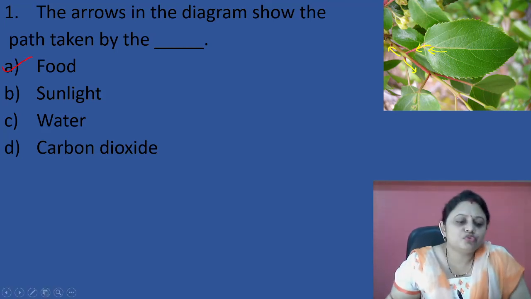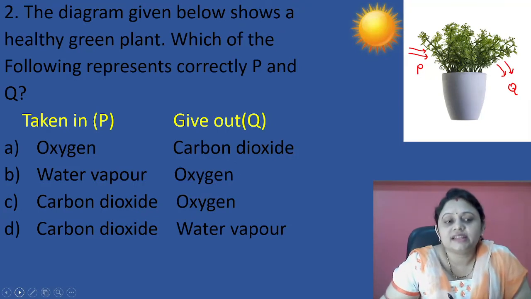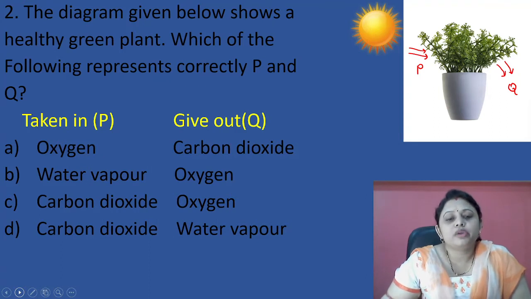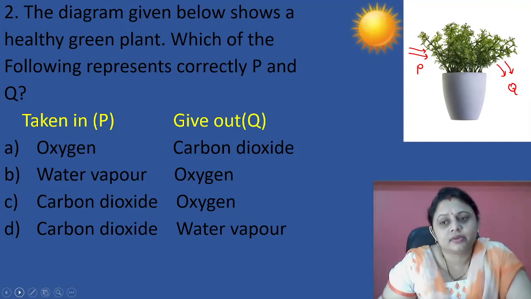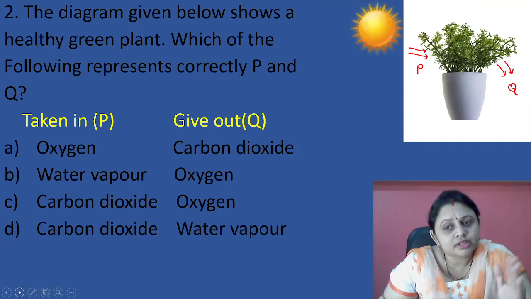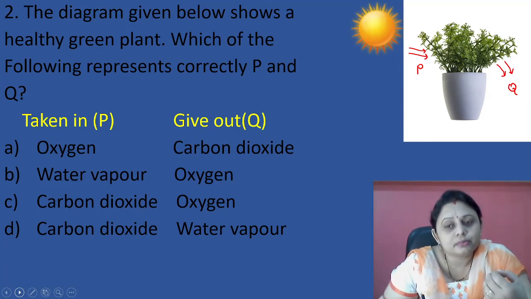Chalo, let's move to the next question. The diagram given below shows a healthy green plant. Which of the following represents correctly P and Q? Now you can see P is something that this plant is intaking, that is towards the plant, and Q is something which is going away from the plant, that means it gives away. So in presence of sunlight, what does the green plant intake and what does it give out?